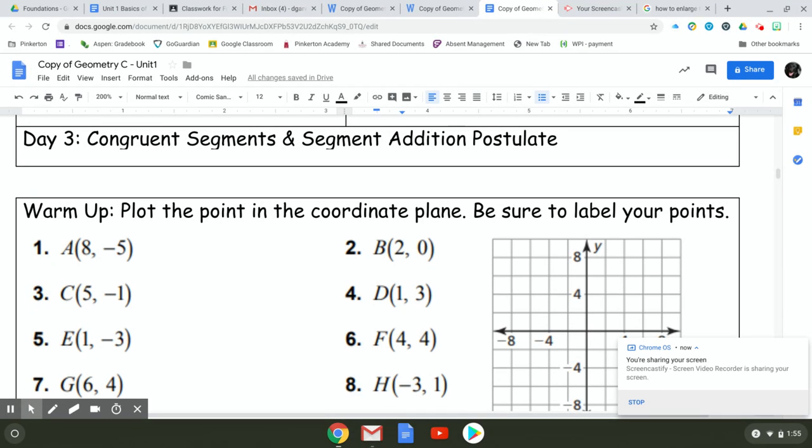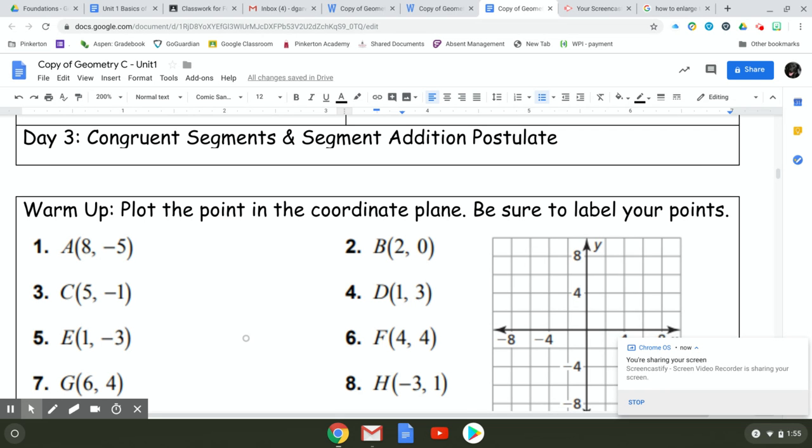All right, today we're going to talk about congruent segments and the segment addition postulate. So you should be following along in your printed notes. It should look exactly like what I'm going to be having here on the screen. So if you take a look here, it says warm up.